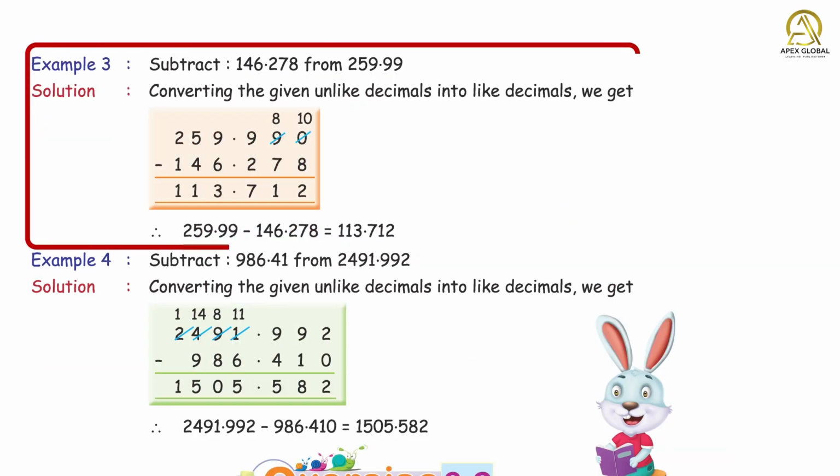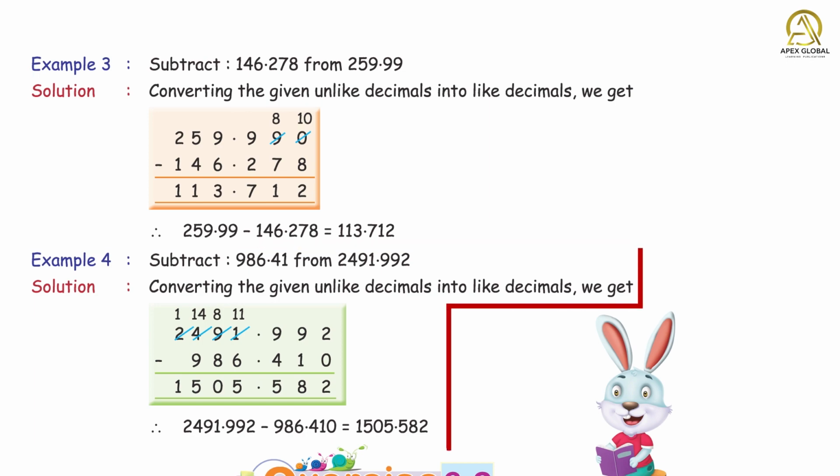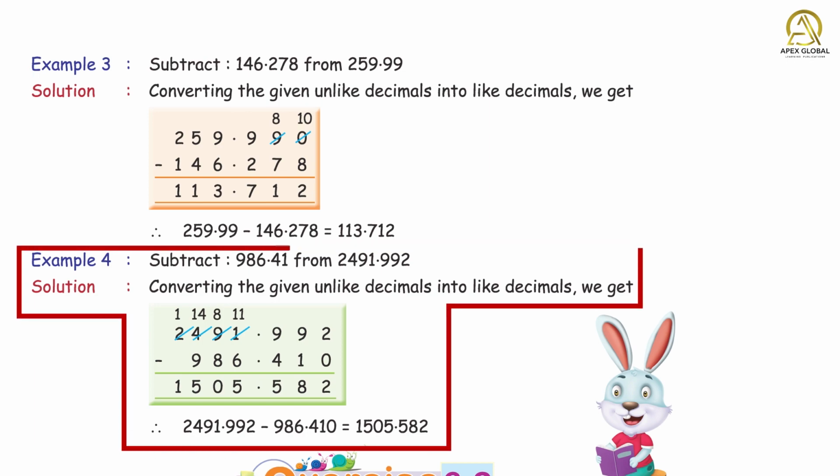rupees 308.586. Example 3. Subtract 146.278 from 259.99. Solution. Convert the given unlike decimals into like decimals. We get 259.99 minus 146.278 is equals to 113.712.